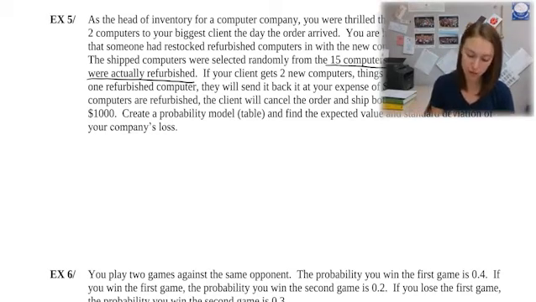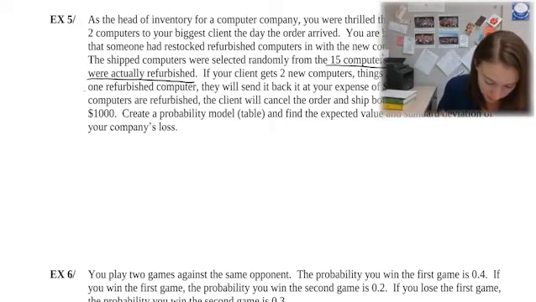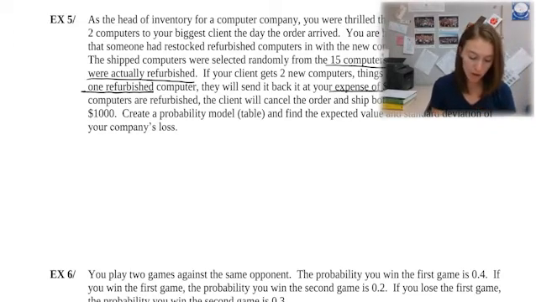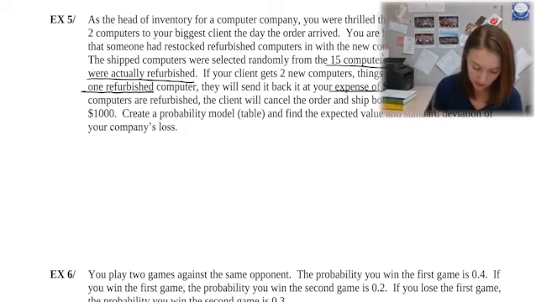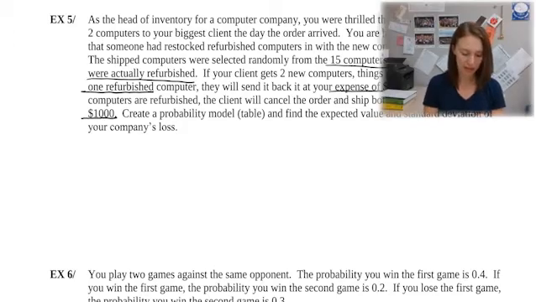If your client gets 2 new computers, things are fine. If the client gets 1 refurbished computer, they will send it back at your expense. So if we have 1 refurbished, it's going to cost you $100. If both are refurbished, the client will cancel the order, ship both back at a total loss of $1,000. Oof. Okay, create a probability model and find the expected value and standard deviation of your company's loss.